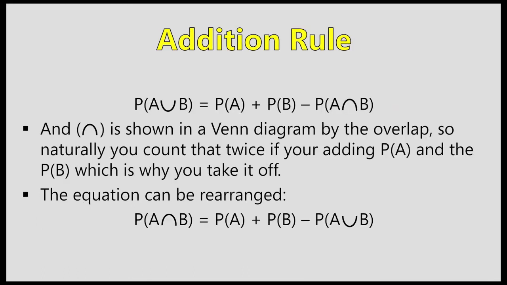The addition rule now. The probability of A or B equals the probability of A plus the probability of B minus the probability of A and B. And you can swap those around and rearrange it. And is shown in a Venn diagram by the overlap. So naturally you count that twice if you're adding the probability of A and the probability of B, which is why you take it off if you're finding the probability of either of them. There's a rearrangement of the equation.